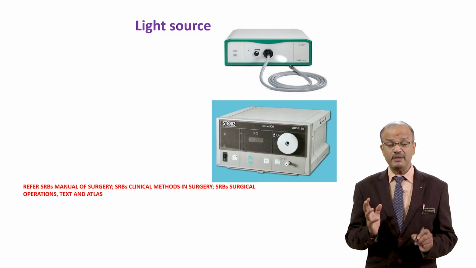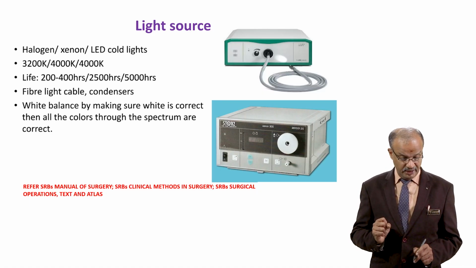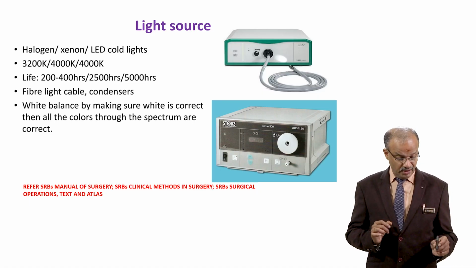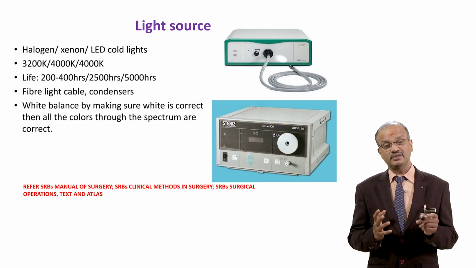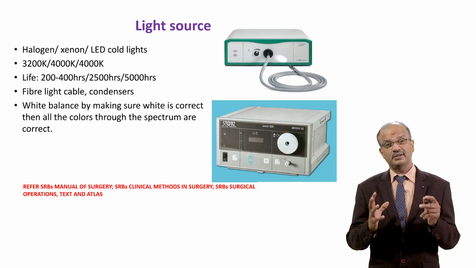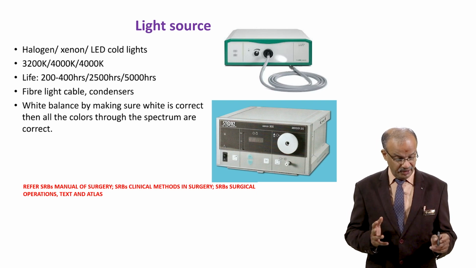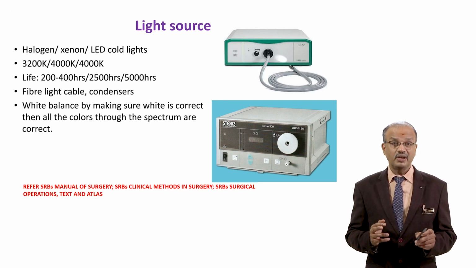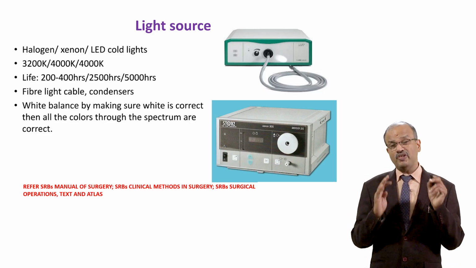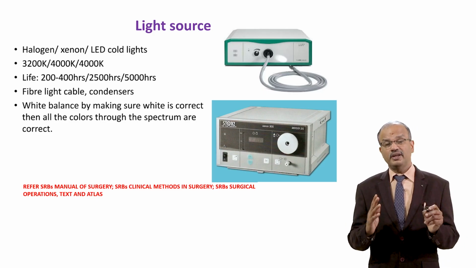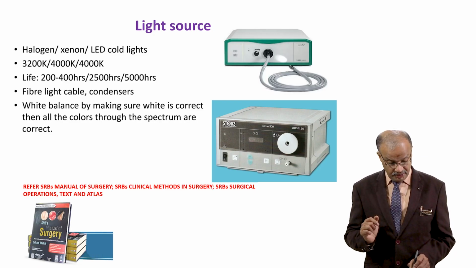So the light source is again important. There are two types of light sources, halogen and xenon. Xenon is better. It gives a white light; it is a very high imaging light source. Whereas halogen is yellow light, but it is cheaper actually. So white balance is important before every procedure; each time you start, you should do the white balancing. The best thing is a cold light source.